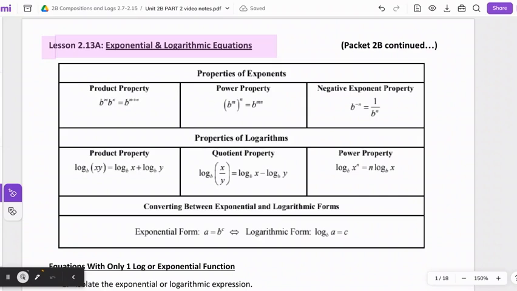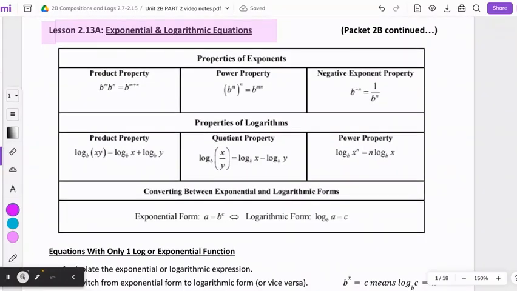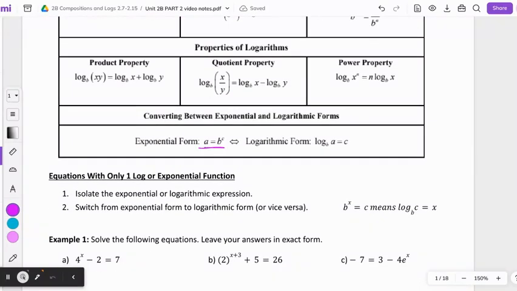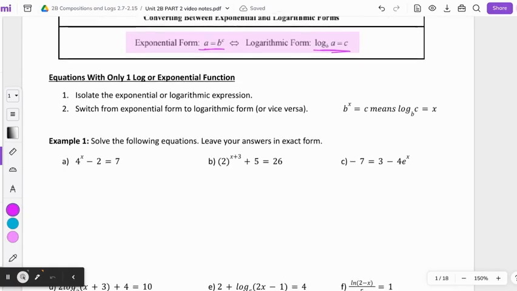All right, so we are coming back to those properties of exponents and properties of logarithms, and we're going to use them to now solve exponential and logarithmic equations. In the boxes here is just a recap of all those properties that we will see, so make sure you refamiliarize yourself with them. Also, being able to convert back and forth between exponential and log form is very important as we move forward, because it depends on what we're solving, where we kind of get stuck in the equation.